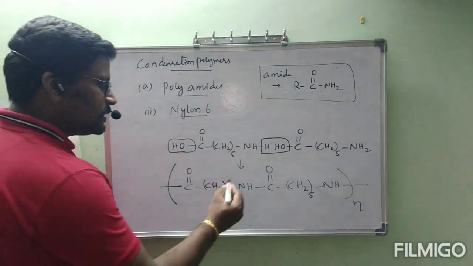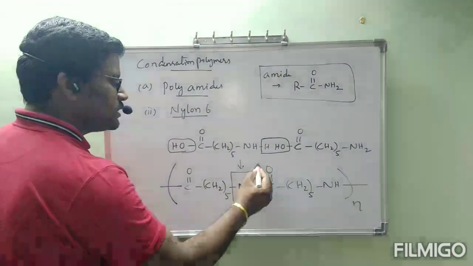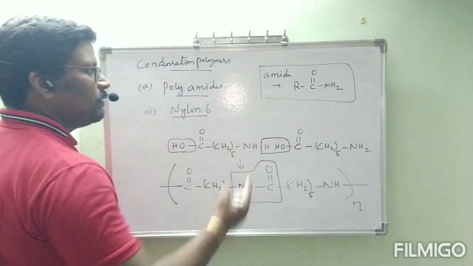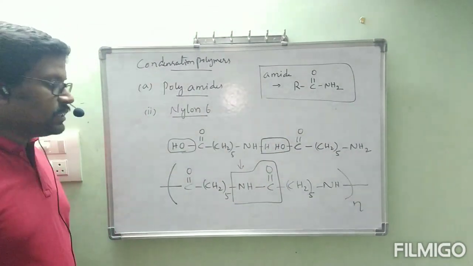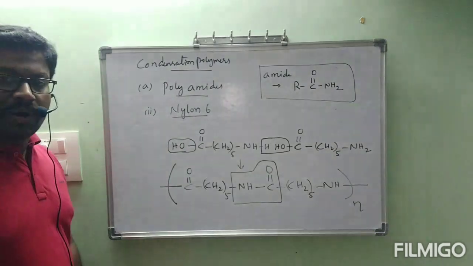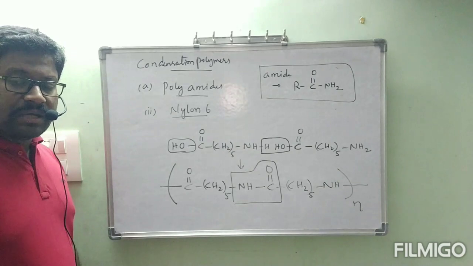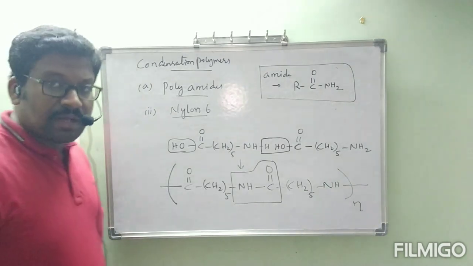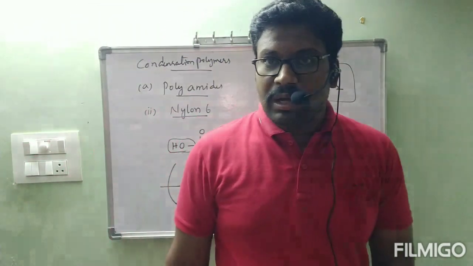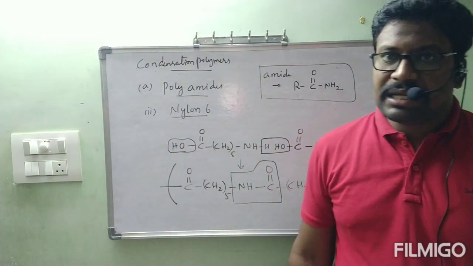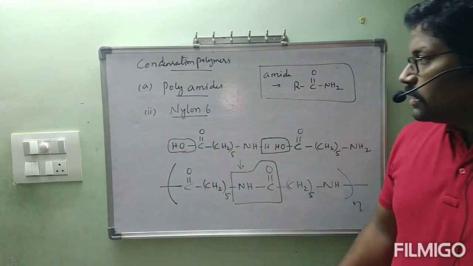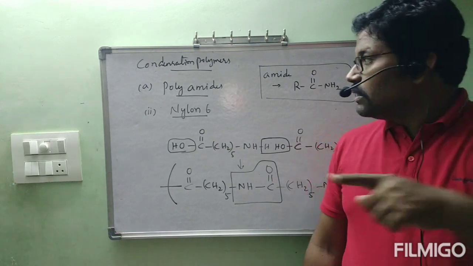Observe what group is present here: NH C double bond O, which resembles an amide. That's why this nylon 6 also comes under polyamide. These are the examples of polyamides. What are the examples we have seen for polyamide? Those two are nylon 6,6 and nylon 6. I hope you are clear with this one. Next we will go through B.